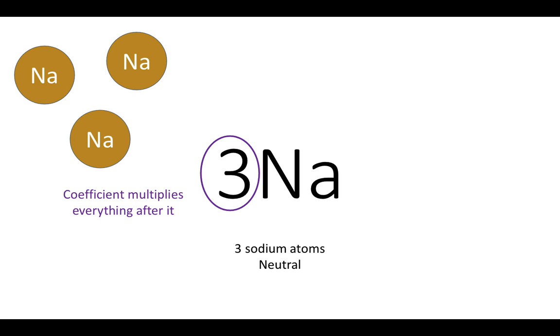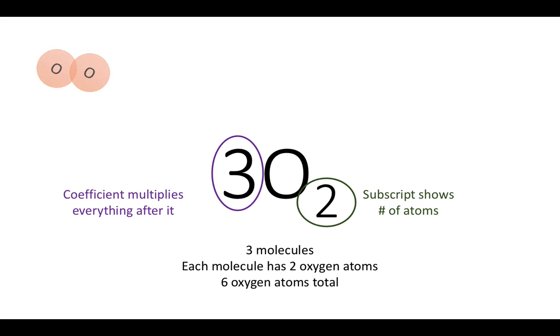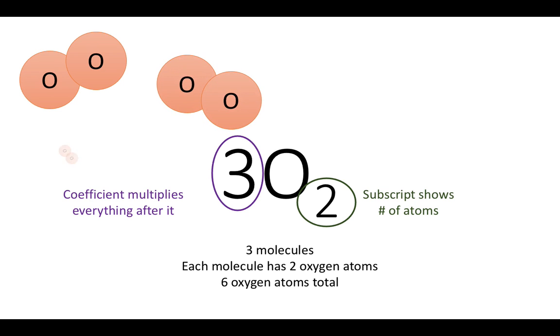Now let's look at how to combine them in a single formula. All right, this one says 3O2. The 3 is a coefficient, and the 2 is a subscript. The subscript shows the number of atoms in the molecule, and the coefficient is going to multiply everything after it. So the subscript is going to show us that we have a molecule of 2 oxygen atoms, and we have 3 of those molecules with 2 oxygen atoms each. That makes 6 oxygen atoms total, 2 and 2 and 2 more.